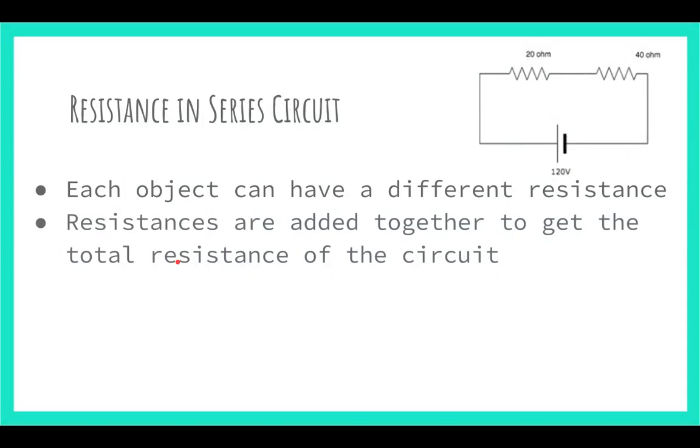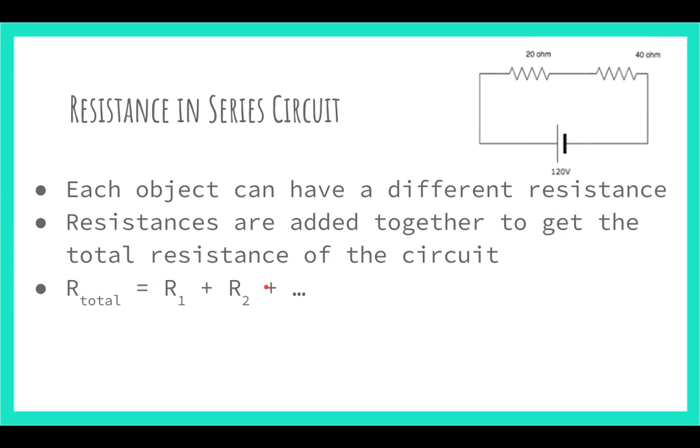So each object can have a different resistance. Just like here, this has 20 ohms of resistance. This has 40 ohms of resistance. Resistances are added together to get the total resistance of the circuit. Since every charge is going to go through each of these, when we want to find the total resistance, we just add those together. So if this one's 20 and this one's 40, we add them together. 40 plus 20 gives us 60.